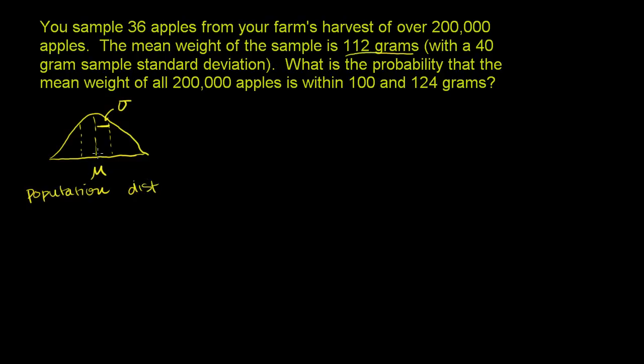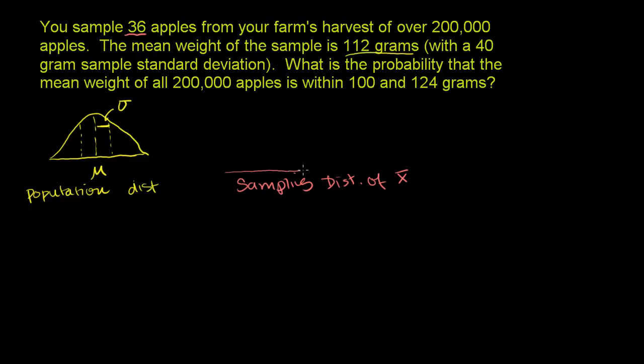Now, we know from our experience with the last few videos that you can repeatedly take samples of a certain size. In this video, we're going to focus on sample sizes of 36. And you keep taking the means of those samples, and you plot the frequency with which you get those means. You would eventually get something called the sampling distribution of the sample mean. Let me write this down. So that might look something like this.